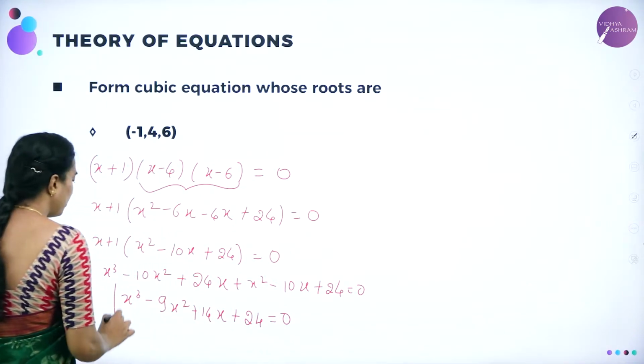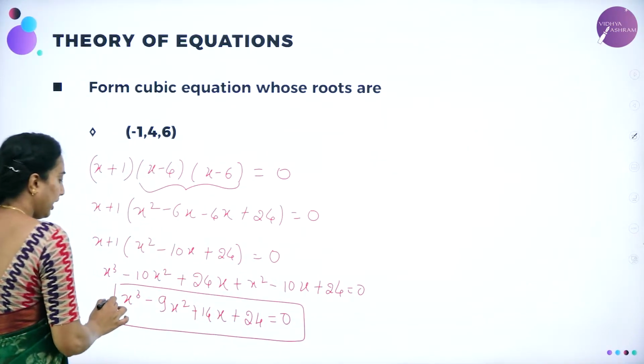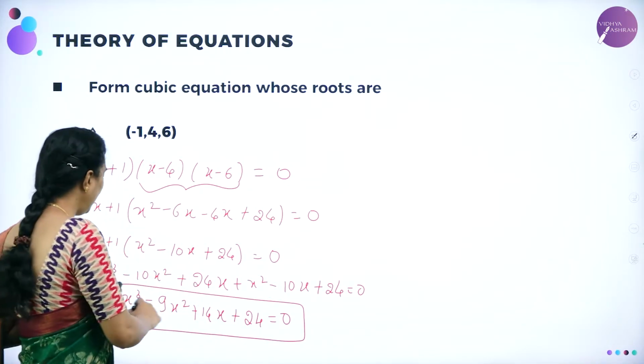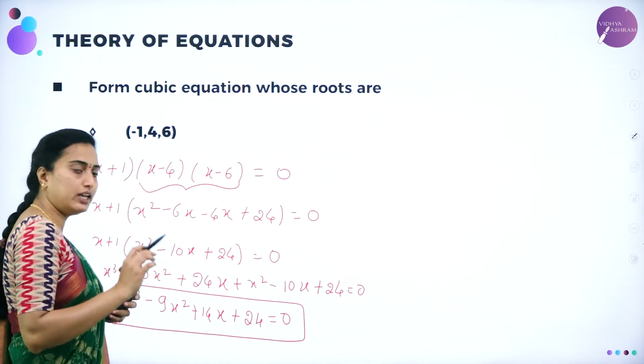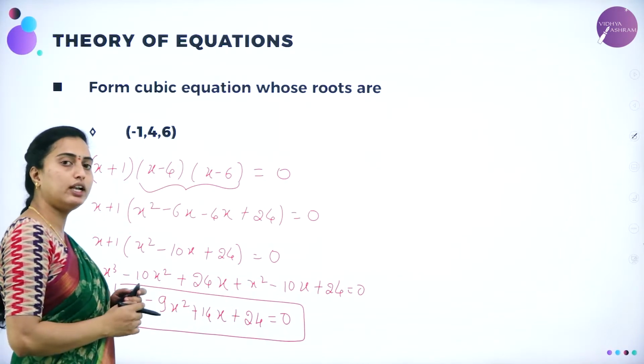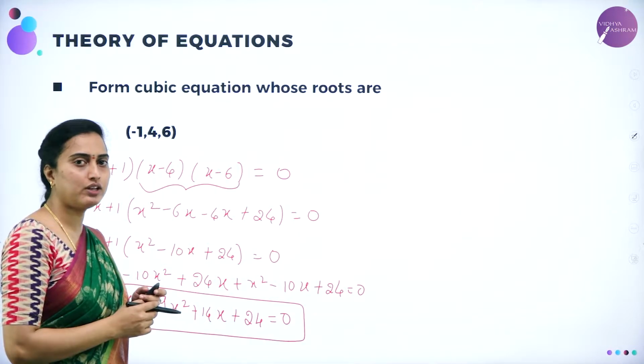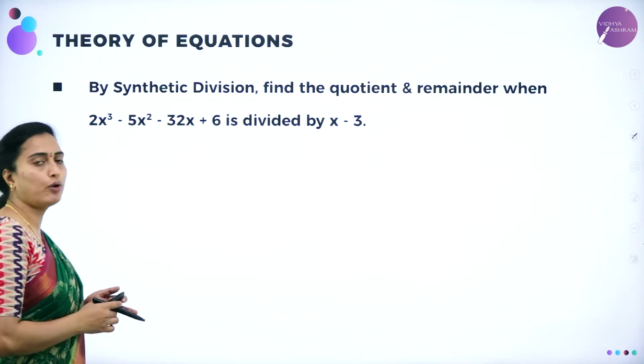Now this is called the cubic equation, which is in the form of ax cube plus bx squared plus cx plus d, where a value takes you 1 and b value is minus 9 and c value is 14 and d value is 24. That's it, dears. I hope you got this one. We'll move on to the next problem, dears.